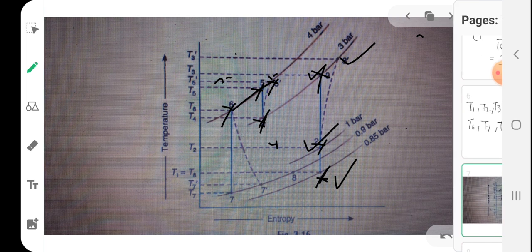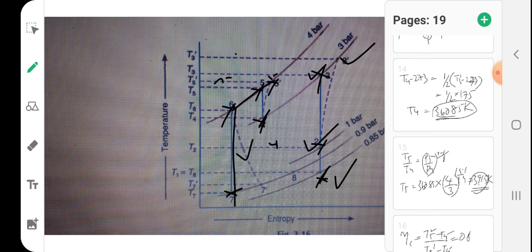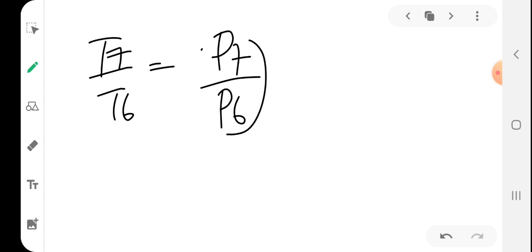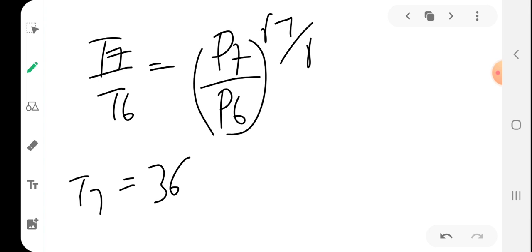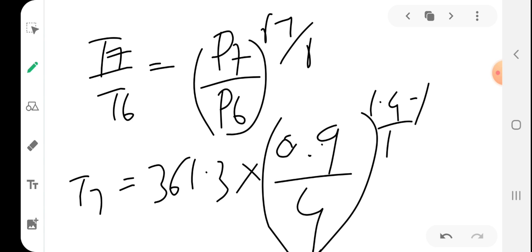Now from 6 to 7, isentropic expansion is there, actual expansion is there. So you can use isentropic expansion. T7 by T6 will be an isentropic process, so (P7 by P6) to the power (gamma minus 1) by gamma. So T7 equal to T6, which is 361.3, into (P7 is 0.9 bar, P6 is 4 bar) to the power (1.4 minus 1) by 1.4, and T7 has a value around 236 Kelvin.